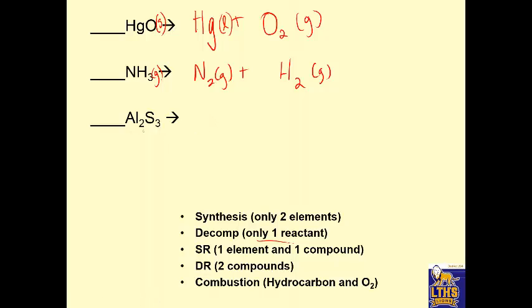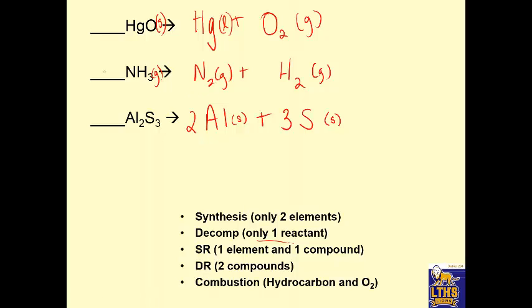Aluminum sulfide is 1 compound that breaks down into its elements. So we have aluminum and sulfur. Now neither aluminum nor sulfur is diatomic, so we're done with that. But then we need to say aluminum is a metal, so it's going to be solid. Sulfur is a non-metal, and it's going to be solid. Then we can put in some coefficients. We need 3 of those and 2 of those to balance the equation.